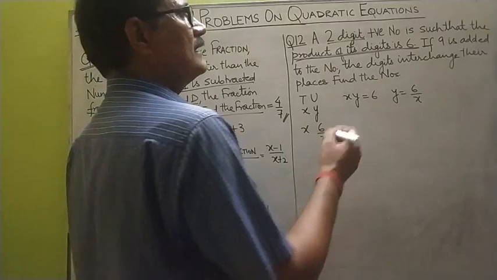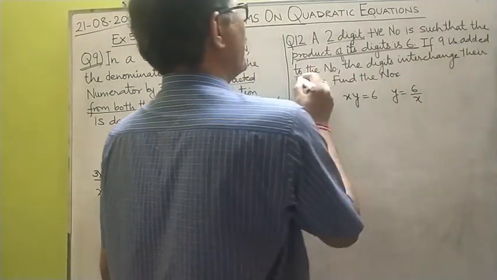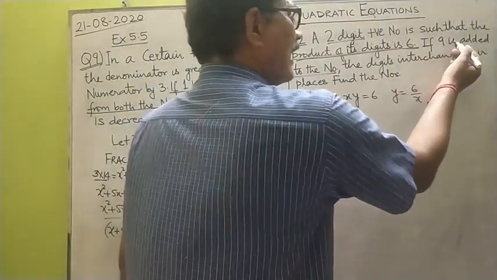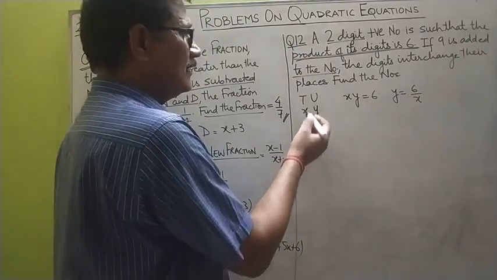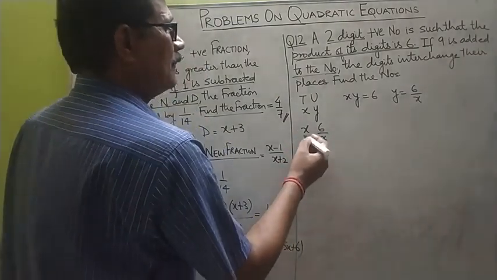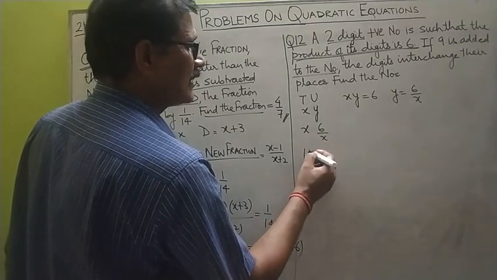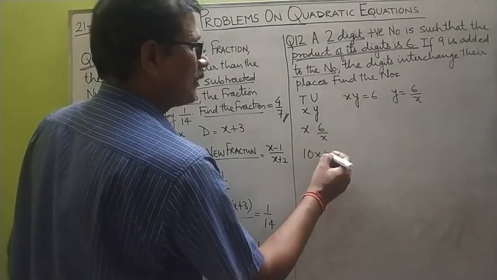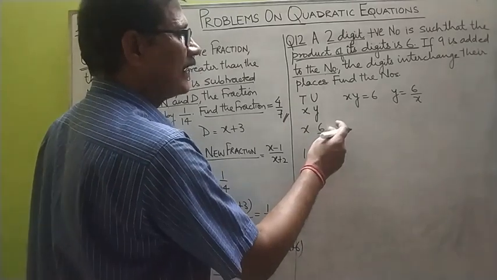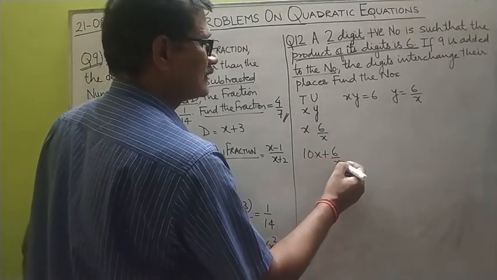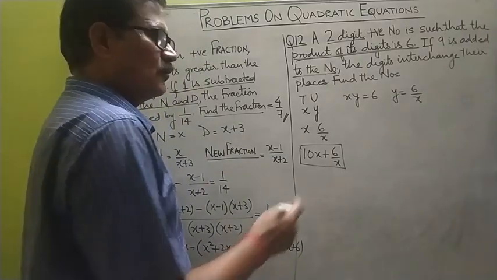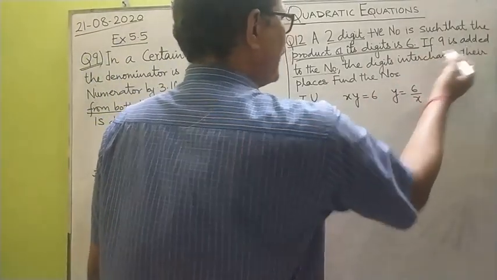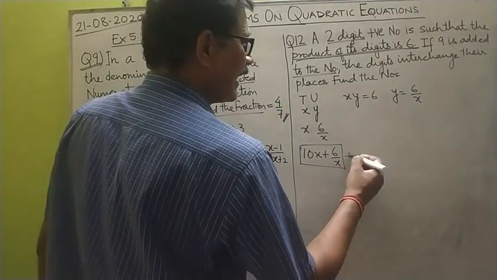Now the question is, if 9 is added to the number, we have to add a 9 to the number. So how to get the number from the digits known at the tens place and the unit place? Tens place digit is multiplied with 10, so 10 into x, plus the unit digit is multiplied with 1, so it becomes 6 upon x. This is the original number, to which what is being added? 9 is added to the number.